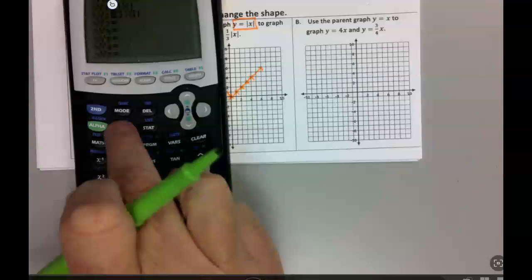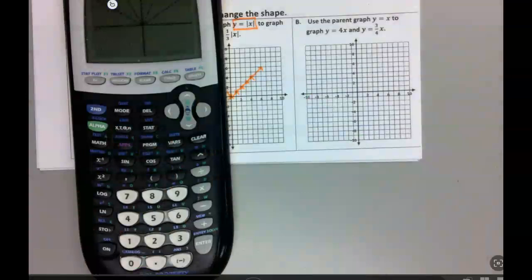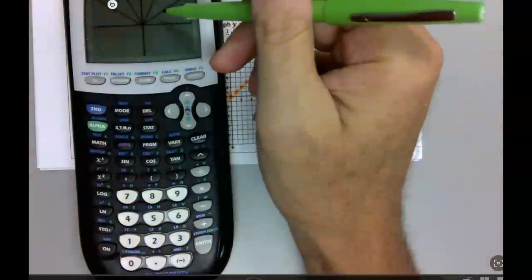X, hit graph. What's it do to it? Multiply. It gets skinnier, doesn't it? That's called a vertical stretch. Makes sense? It goes up quicker. So you're going to multiply all the y's by 3. That's what you're going to do. Did everybody get that? It's skinnier.